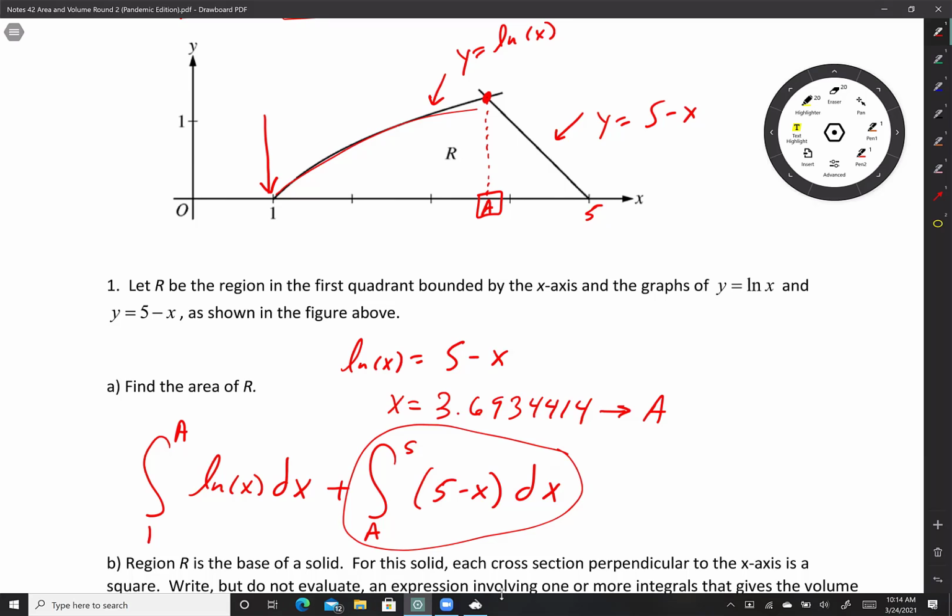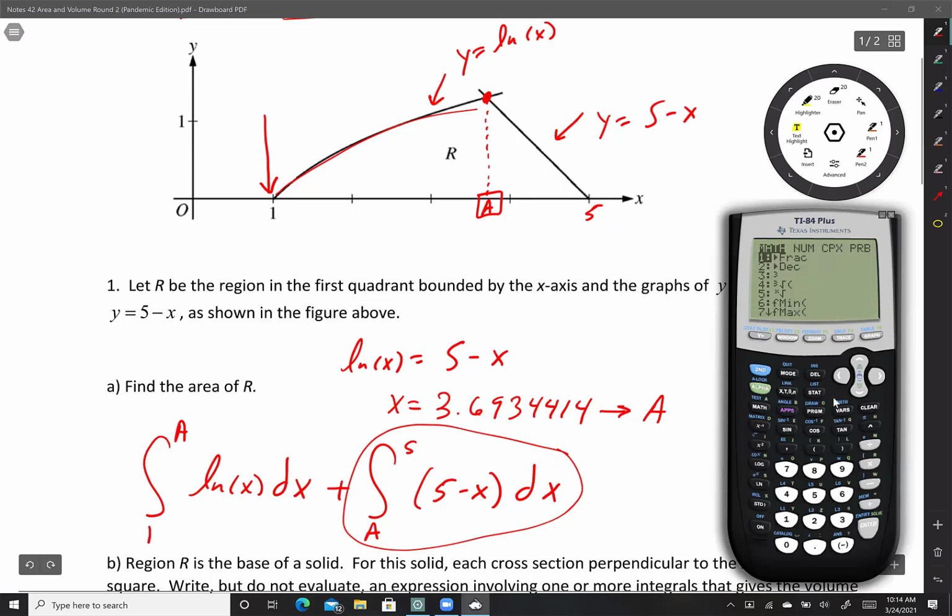So here's my calculator. I'm going to go math, number 9. Oh, I've got to go to the home screen first. Math, number 9, from 1 to, oh, I just realized I don't even have A saved in my calculator yet. Dummy. Not you guys, me. If I push X, it should still be there. There it is, 3.69344. I push the store button, alpha A. So now it's saved as that A value.